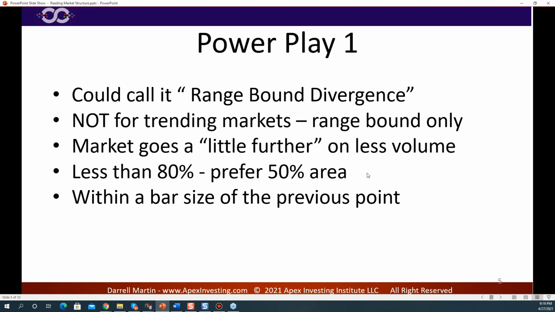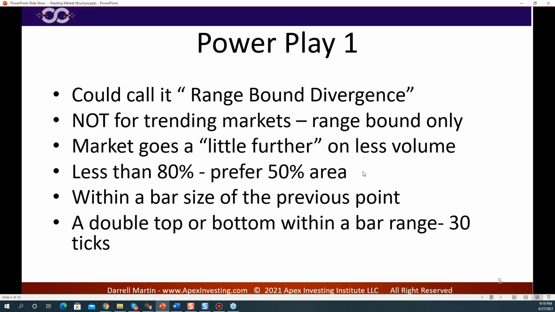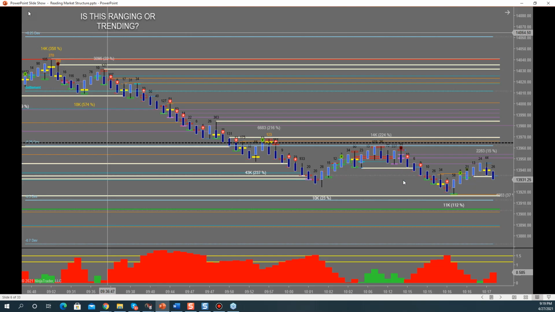Okay. So it's basically like you're almost looking for a double top or double bottom. Does that make sense? Where they're almost exactly the same, but a little further or a little less. Like they're close to a double top or a double bottom. Okay? So would this right here be a scenario on a 30 tick chart that we would want to look for a power play 1 or 2?